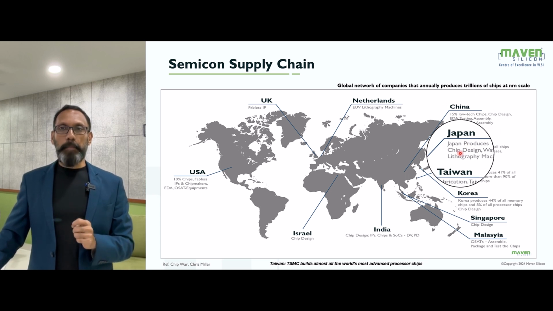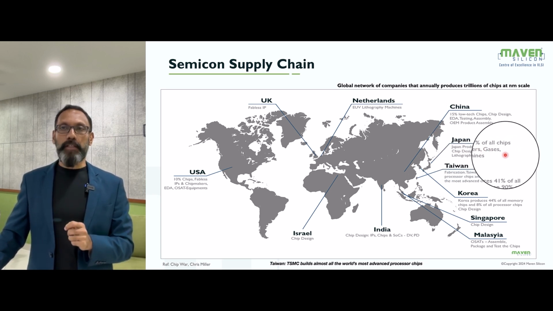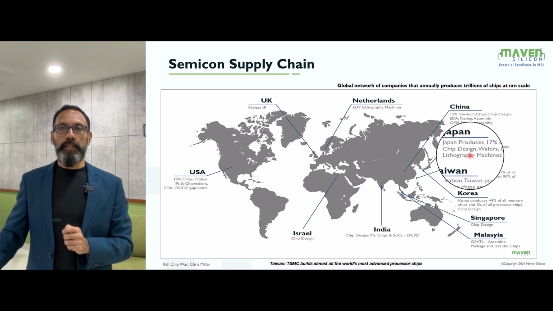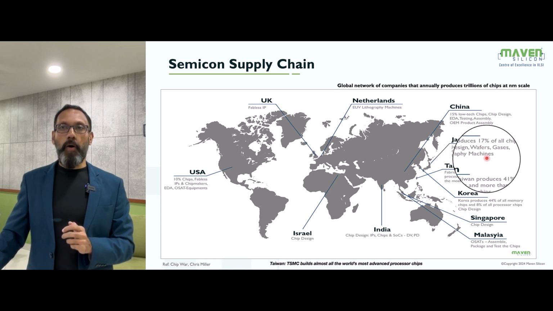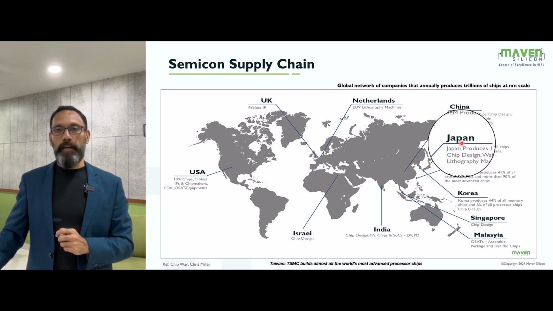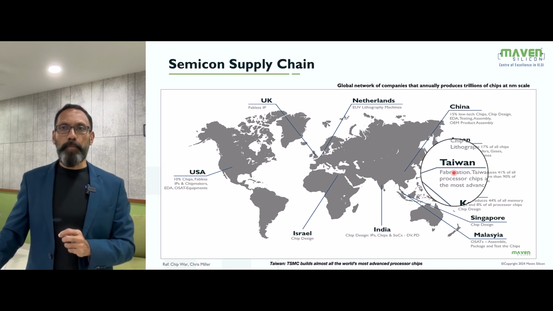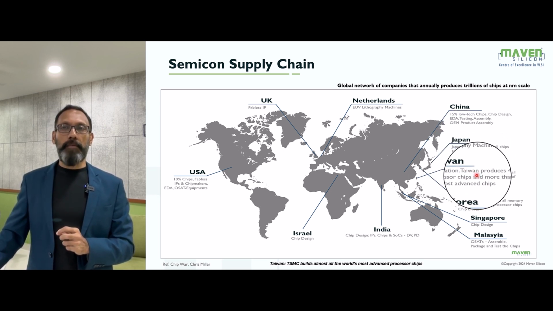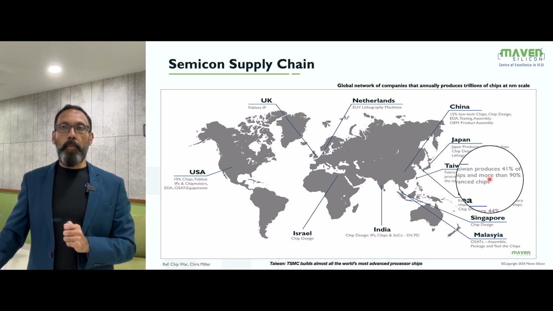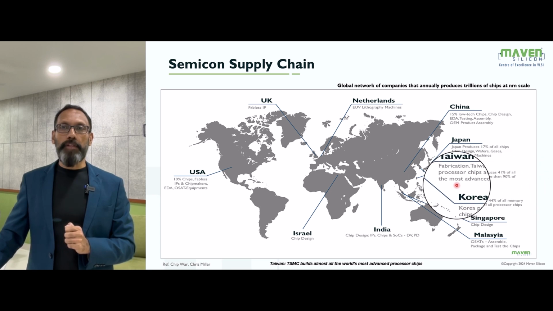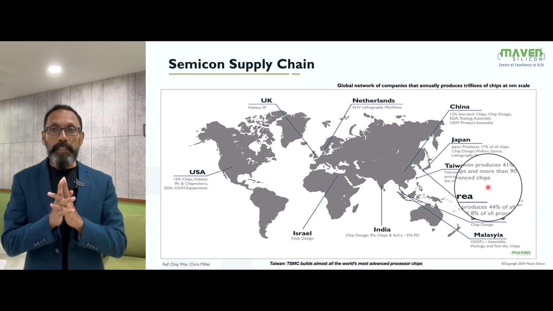And Japan produces 17% of all chips. It's also popular for chip design. And basically, whatever wafers we use, gases, lithography machines, all come from Japan. And Taiwan is very popular for fabrication. Taiwan produces 41% of all processor chips. And the most important thing is, more than 90% of the most advanced chip fabrication happens in Taiwan.